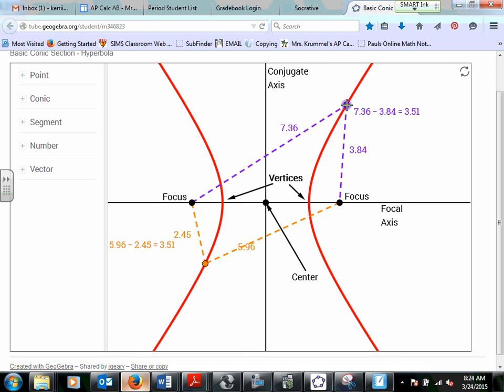Also, I have a point over here in orange. This distance, in orange, is from the point to a focus. Here, this distance is from the point to the other focus, and their difference is over here. Notice how that is also 3.51, no matter where I move it. So that is what makes a hyperbola special. We take any point on that hyperbola, the distance measured to each focus, the difference will always be the same number.